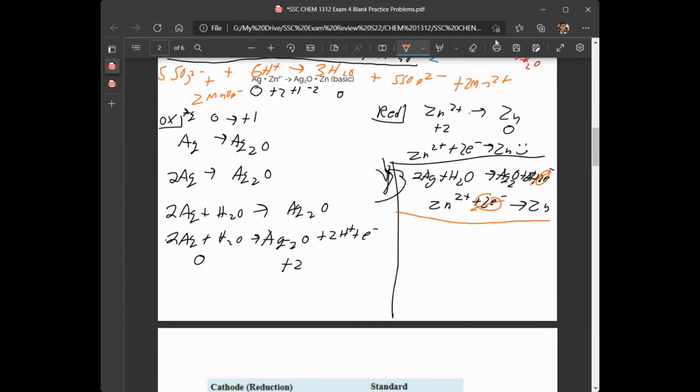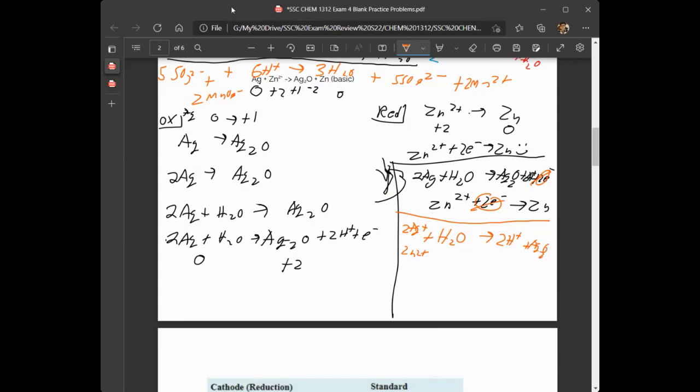I always do the H plus first and then the water as well. I noticed that for water, there's only one on the left. And then on the right side, there's only 2 H plus because it's from this one. And then we take a look at the other ones. So there's going to be 2Ag and also just a Zn2 plus. And then we also have a 2H plus. We also have an Ag2O.